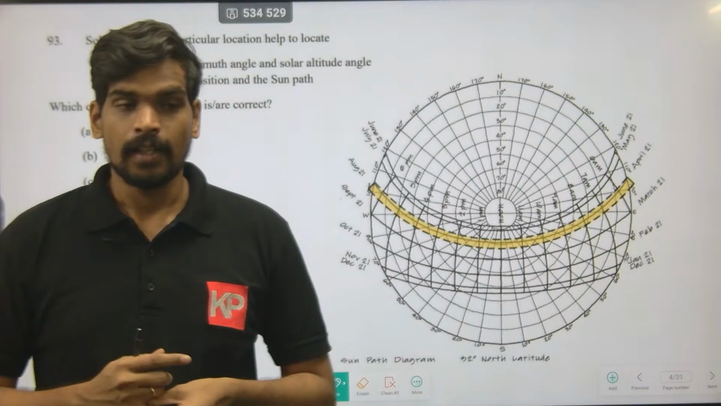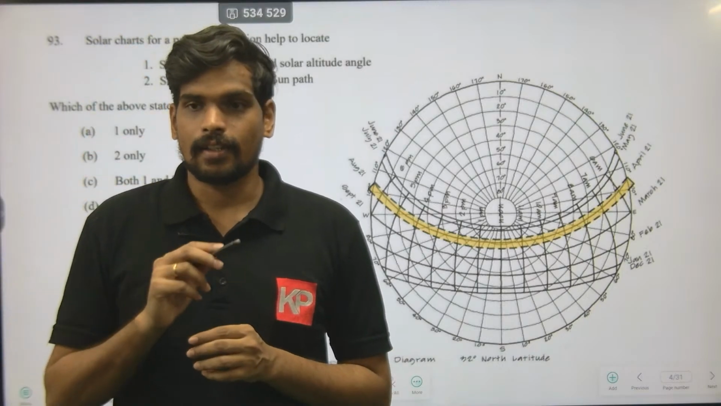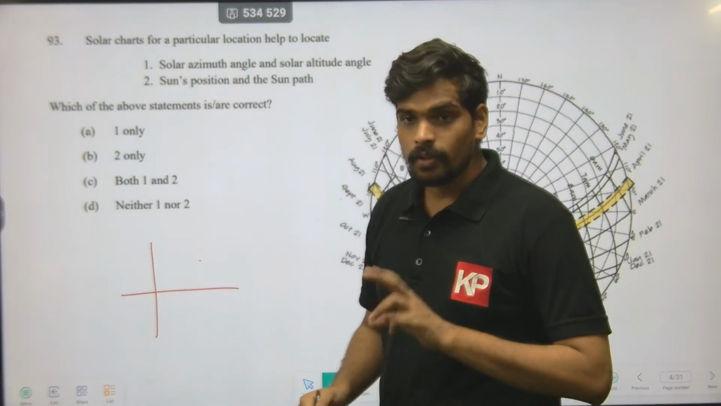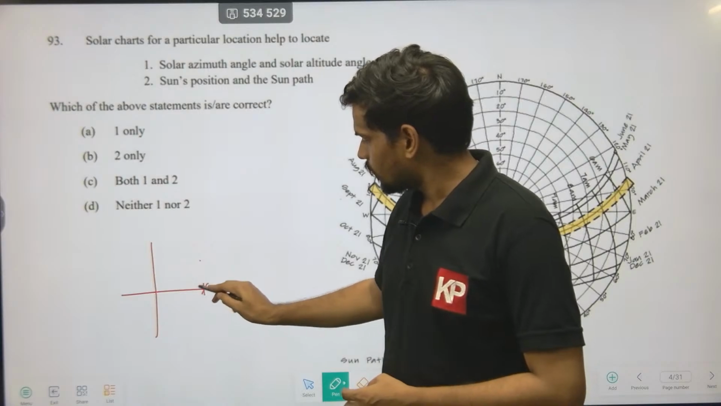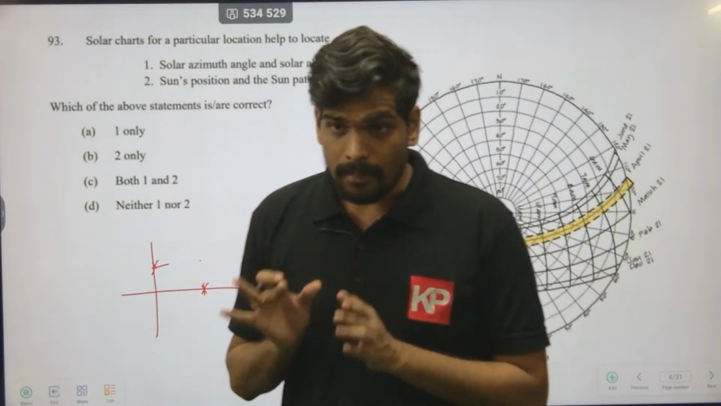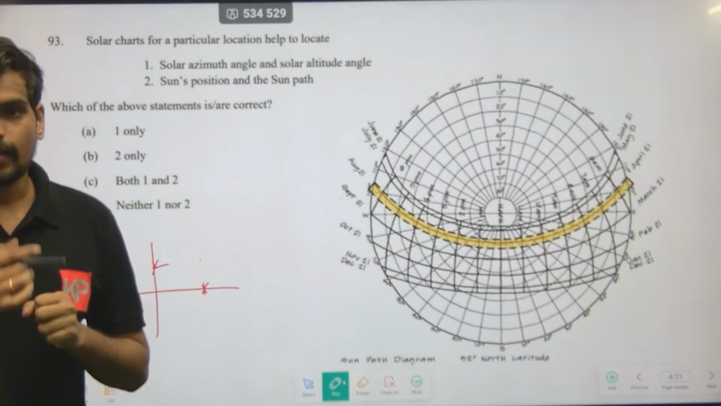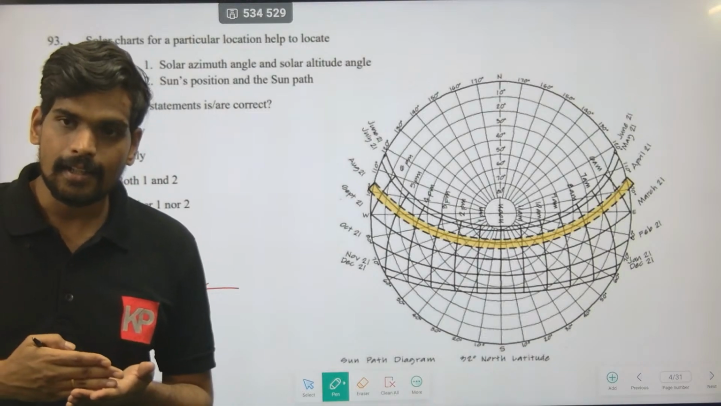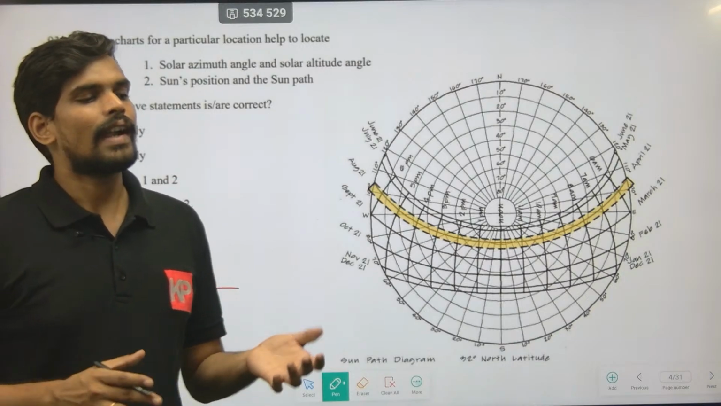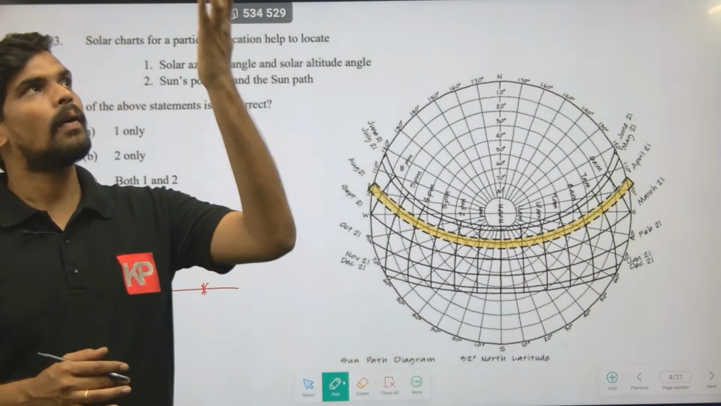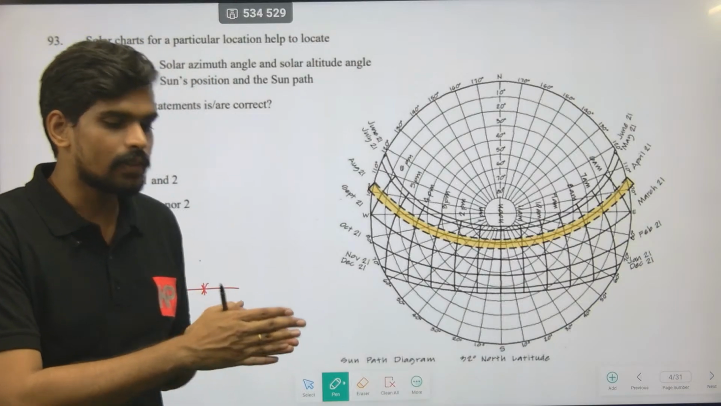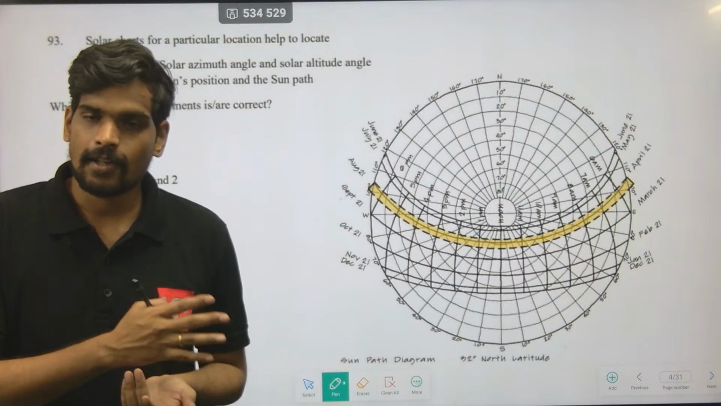Now, what are these sun angles? If you look into an XY plane, if you want to locate any point on an XY plane, you'll need to know 2 things: the x coordinate and the y coordinate. If you know the x and y values, you can locate the point. Similarly, to locate the position of the sun in the sky, you need to know these 2 angles: solar azimuth angle and solar altitude angle. I'm not going into the details of what these angles are, but in simple terms, solar altitude angle tells you how high the sun rises, and solar azimuth angle is generally taken as the horizontal angle from the reference direction, that is generally north or south.